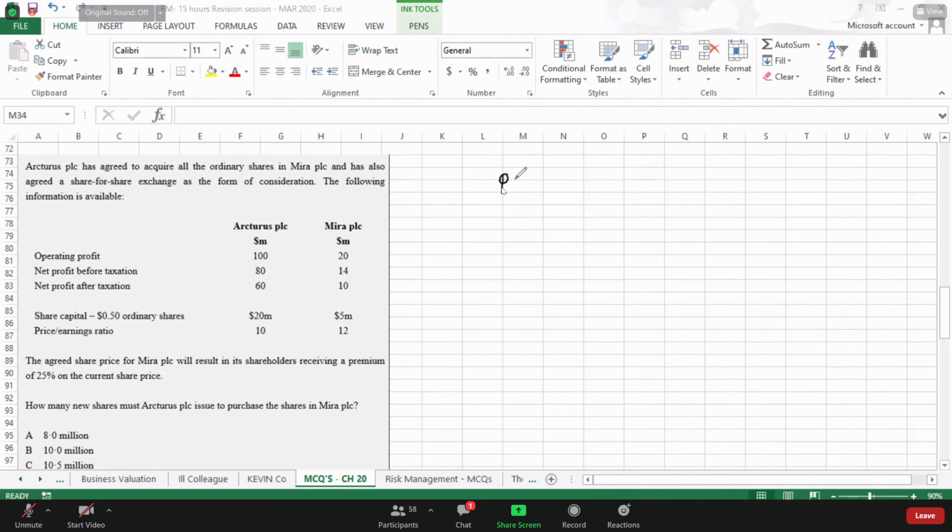Price earning ratio is given. What is the formula for PE ratio? Market price of the share divided by earnings per share, right? So that is given for both A company and M company. That it is 10 and 12. What about the EPS, earnings per share? Can you all calculate? It's simple. $60 is the profit after tax and the shareholders are given.